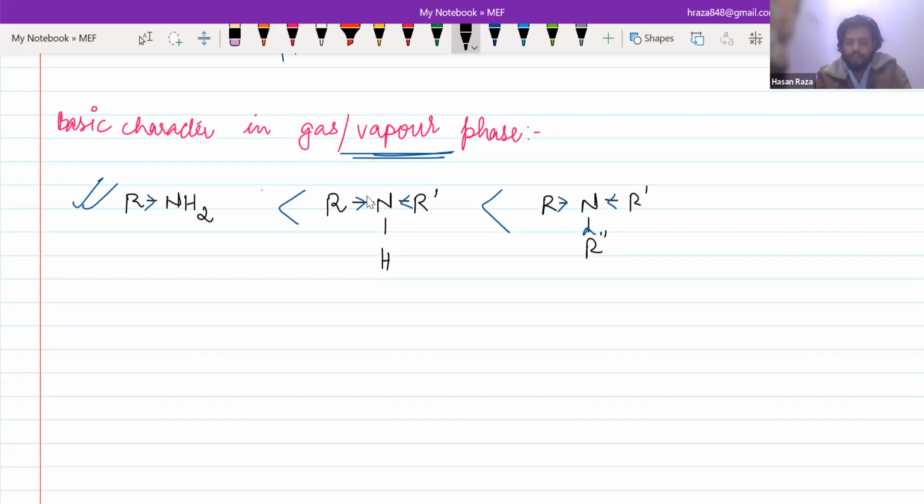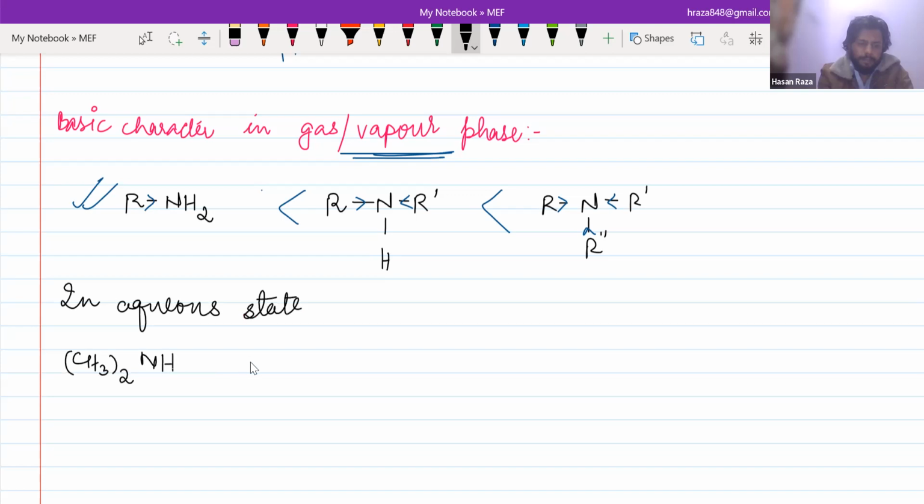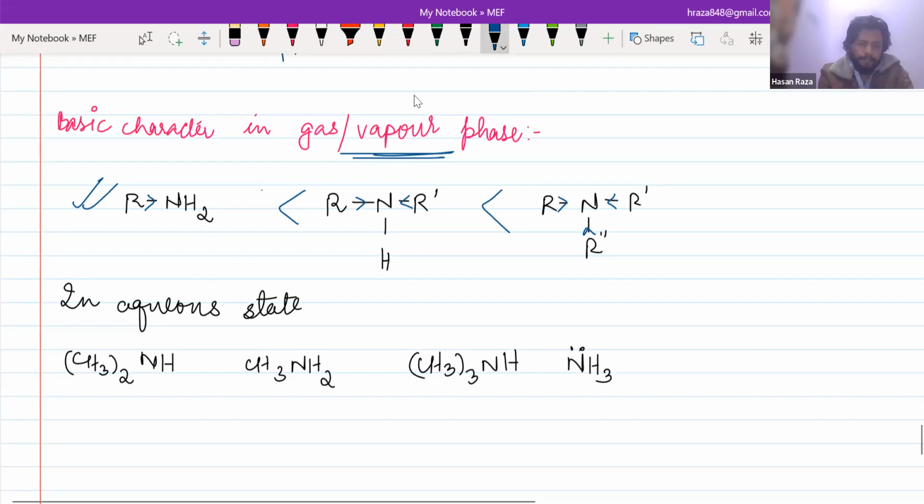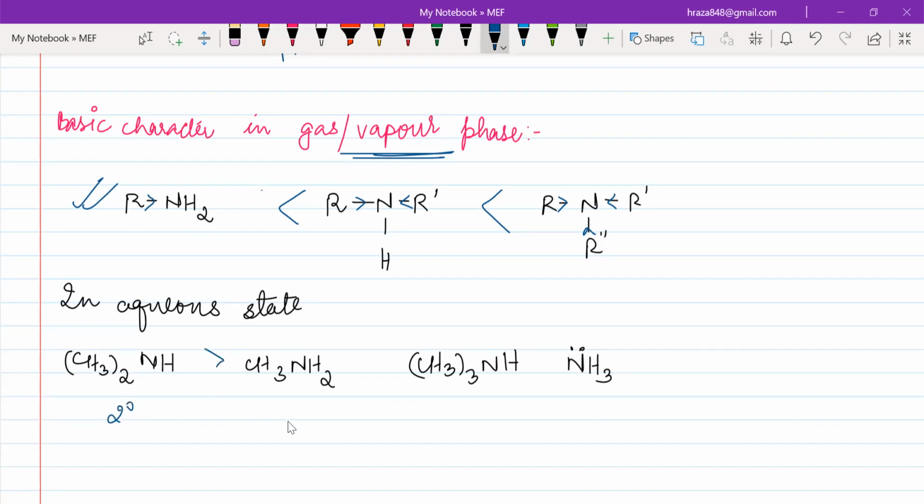What does this mean? In solution form, there is another factor that comes, that is steric hindrance. If I'm going to give you the aqueous state, (CH3)2NH, then your primary CH3NH2, then your tertiary (CH3)3N, and then your NH3. The basic character follows the order: 2 degree, then 1 degree, then 3 degree, and then NH3.